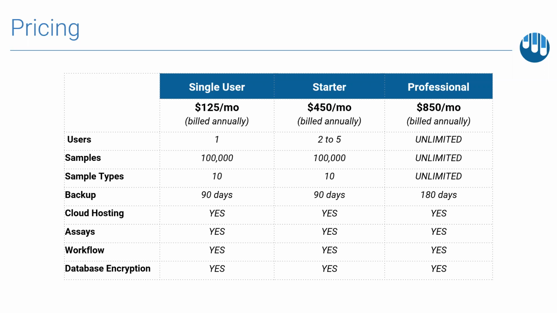As you can see on the slide here, we're offering a single user model at just $125 per month. We have a multi-user model at $450 per month, and even then an unlimited user model, which we're calling Professional, priced at just $850 per month. All of these will be billed on an annual basis. So as I said, it's a pricing matrix really to fit all different types of lab sizes and different requirements.